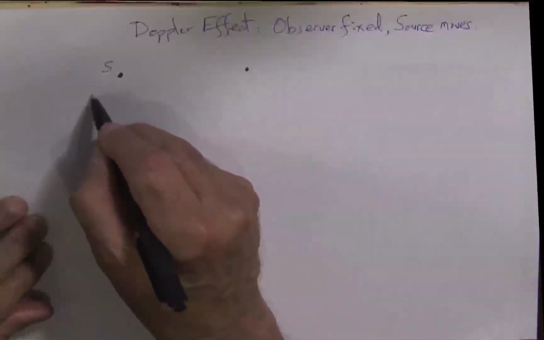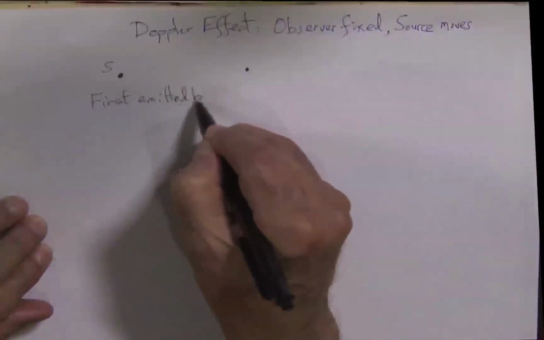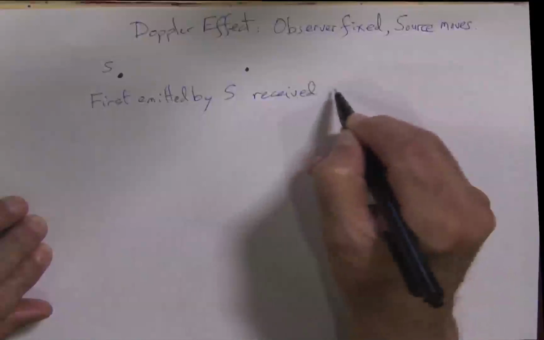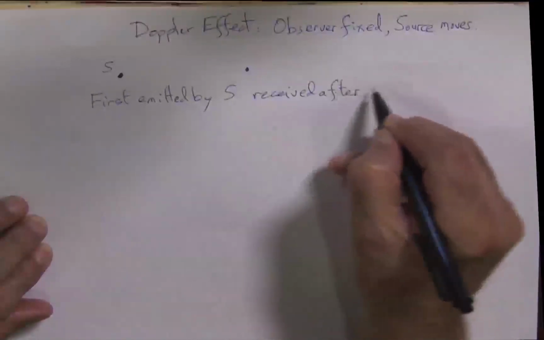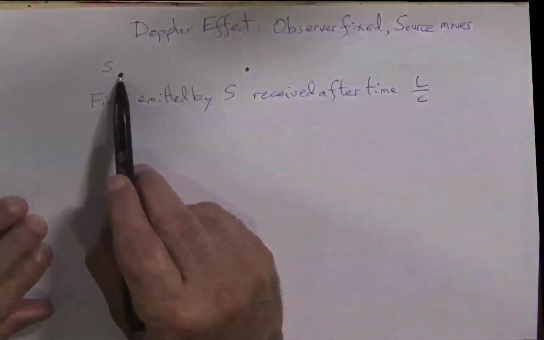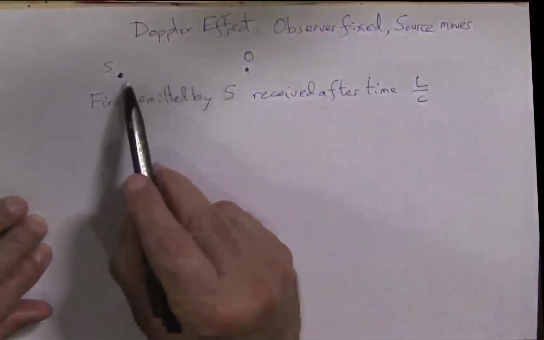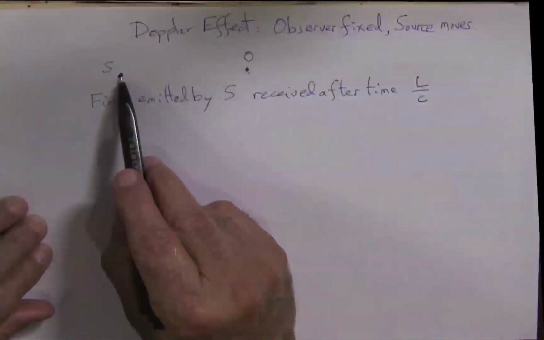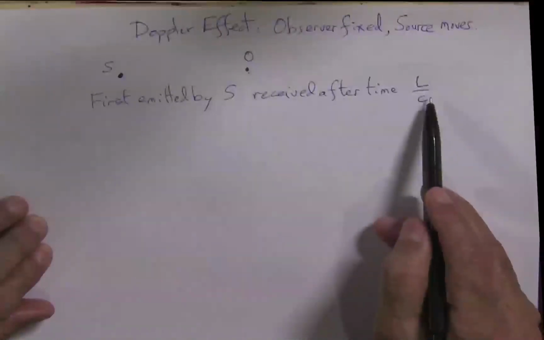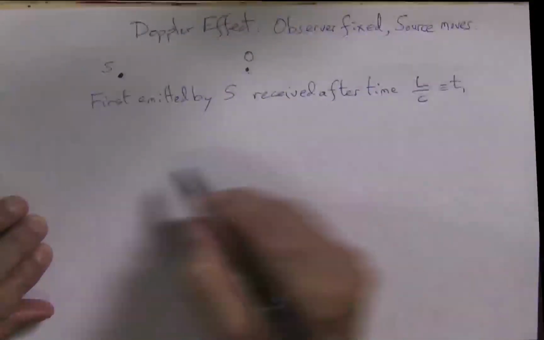So the first pulse emitted by S is received after time L over C. So initially the distance between here and here, that's the observer here, was L. And so the time between the emission of this pulse and the reception of this pulse was L over C. And that's what we'll call T1.